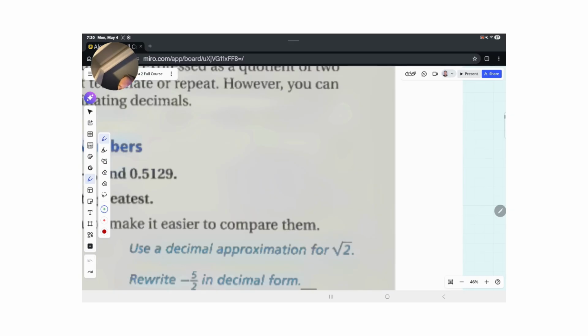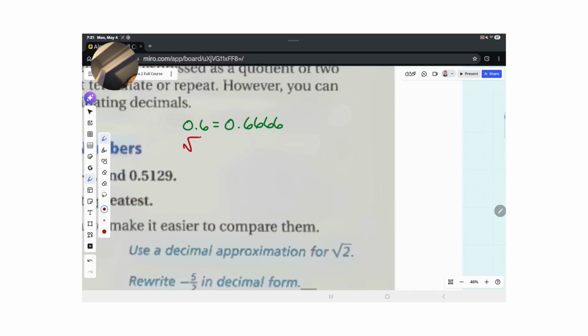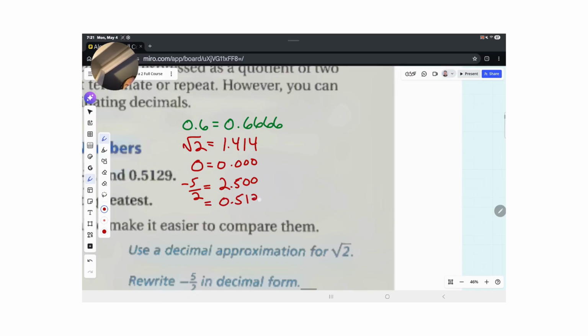Make my pen a little bigger. We have 0.6, which is going to give us that 0.6666 on and on. Then we have the square root of 2. Pop that into our calculator. We get 1.414. Okay. 0 is just 0.000. And then -5 halves will get us to -2.500, and then 0.5129 is already in decimal form.